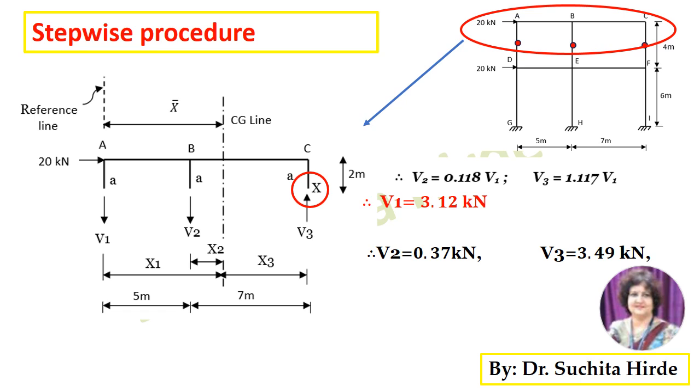So V1 is the axial force in the leftmost column, that is 3.12 kilonewton, 0.37 kilonewton is the axial force in the middle column, and 3.49 kilonewton is the axial force in the rightmost column. We have calculated this using the relation V2 is equal to 0.118 V1 and V3 is equal to 1.117 V1.